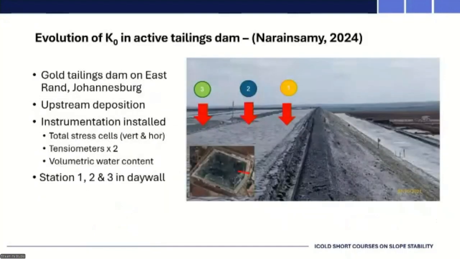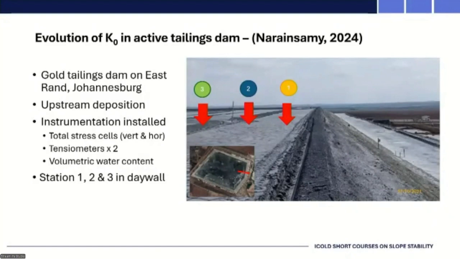And then I want to show some work that Yashay Naransamy, my PhD student, who recently submitted his work, did. This is a tailings dam on the East Rand, where we try to physically monitor the in-situ stress state. You can criticize stress measurements in soil very, very severely, but I do not have time to defend what we have done, but it can be defended under certain conditions.